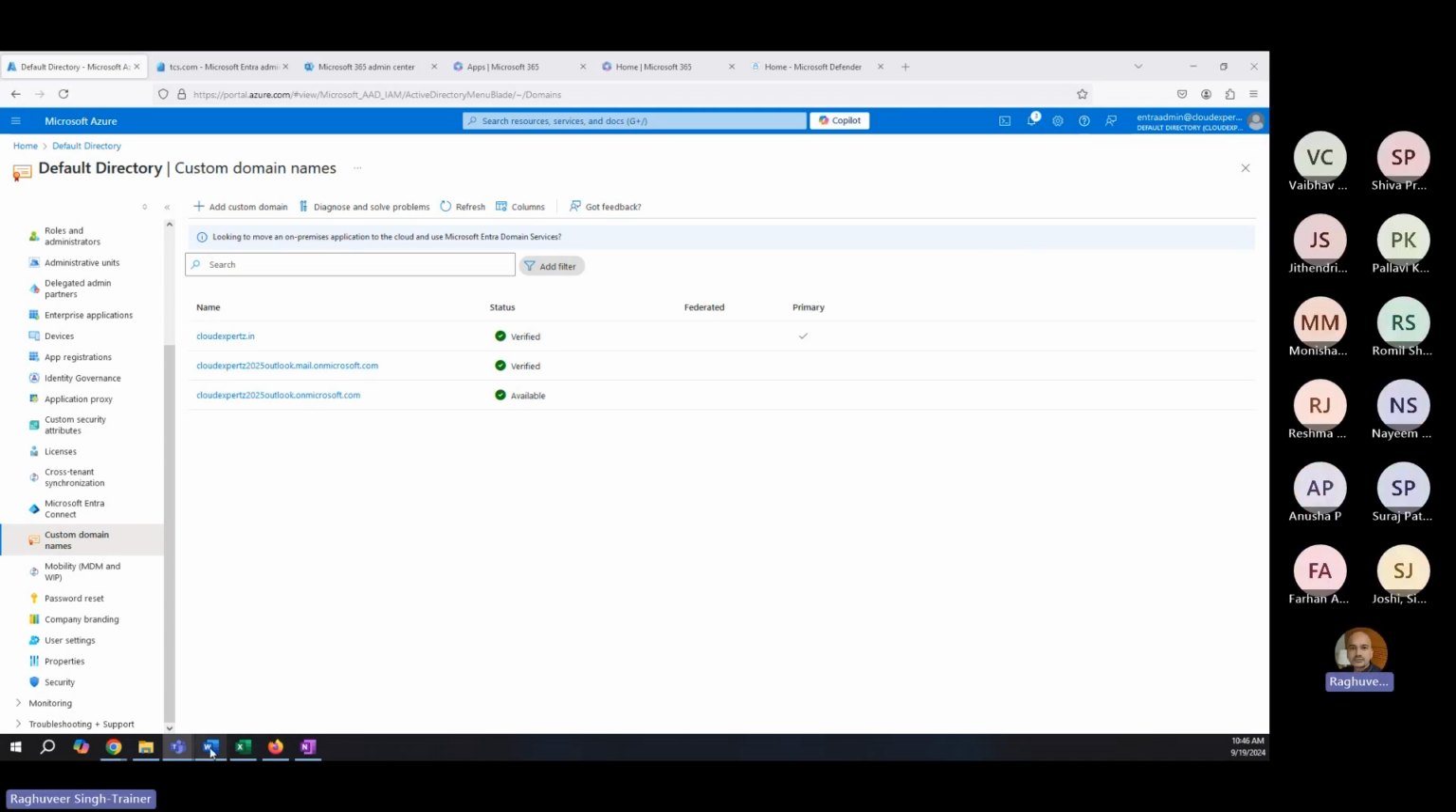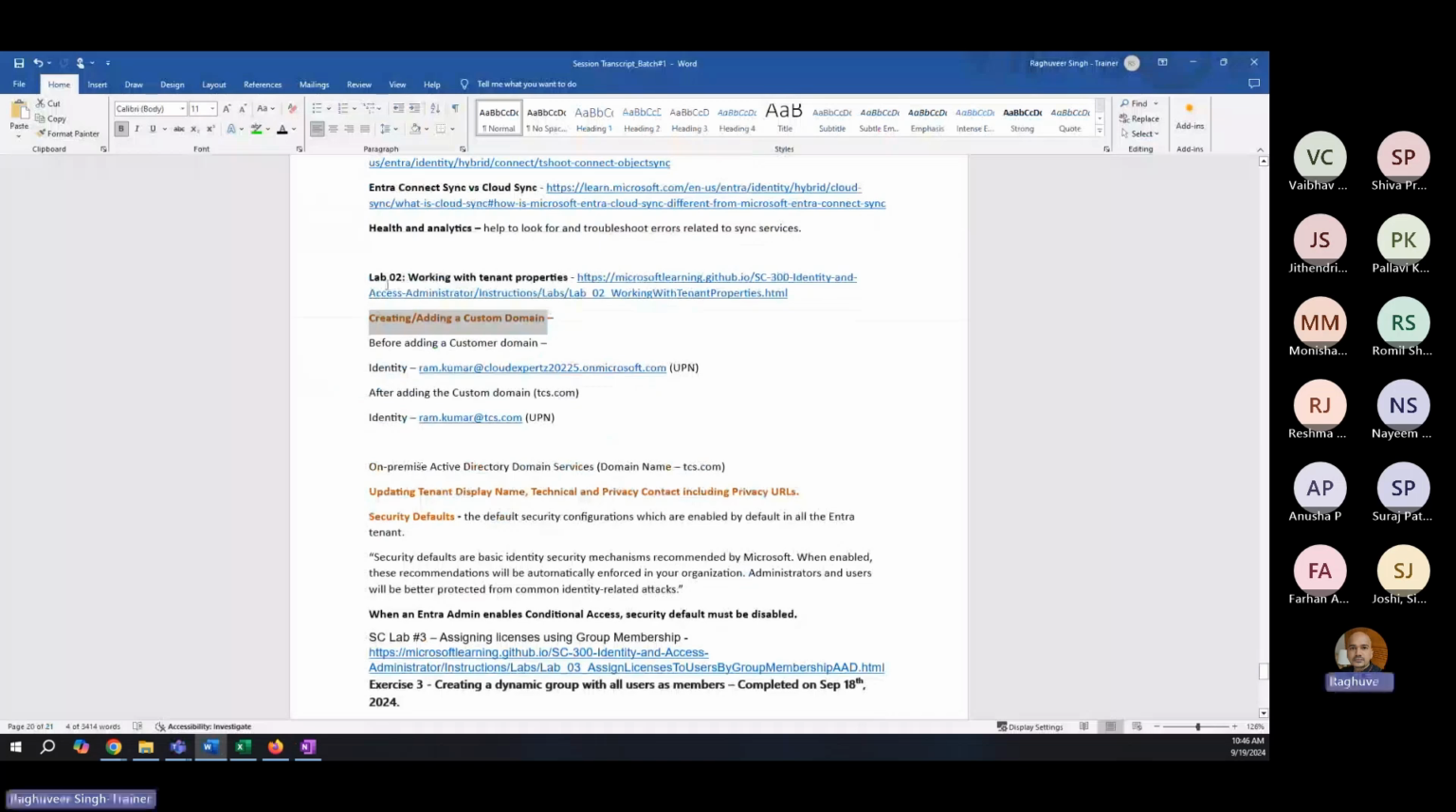Let's move on. So that's about the domain part. This is part of lab number 2. I'll share lab number 2 first. I'll put the URL in the chat window so that you can see what all we need to do in lab number 2. So I'll open lab number 2.